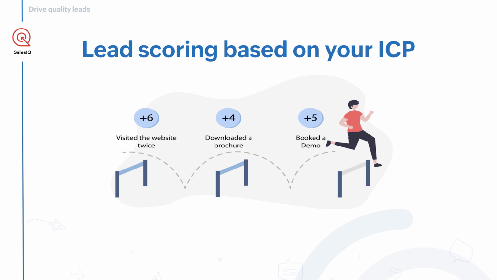Now, once you automate your lead generation and have an ideal customer profile ready, you need to vet through your leads based on your ICP. Now, this can be automated too if your sales automation software has a lead scoring option. So all you have to do is set up lead scoring rules based on your ideal customer profile. And based on this, your leads will be assigned a score.